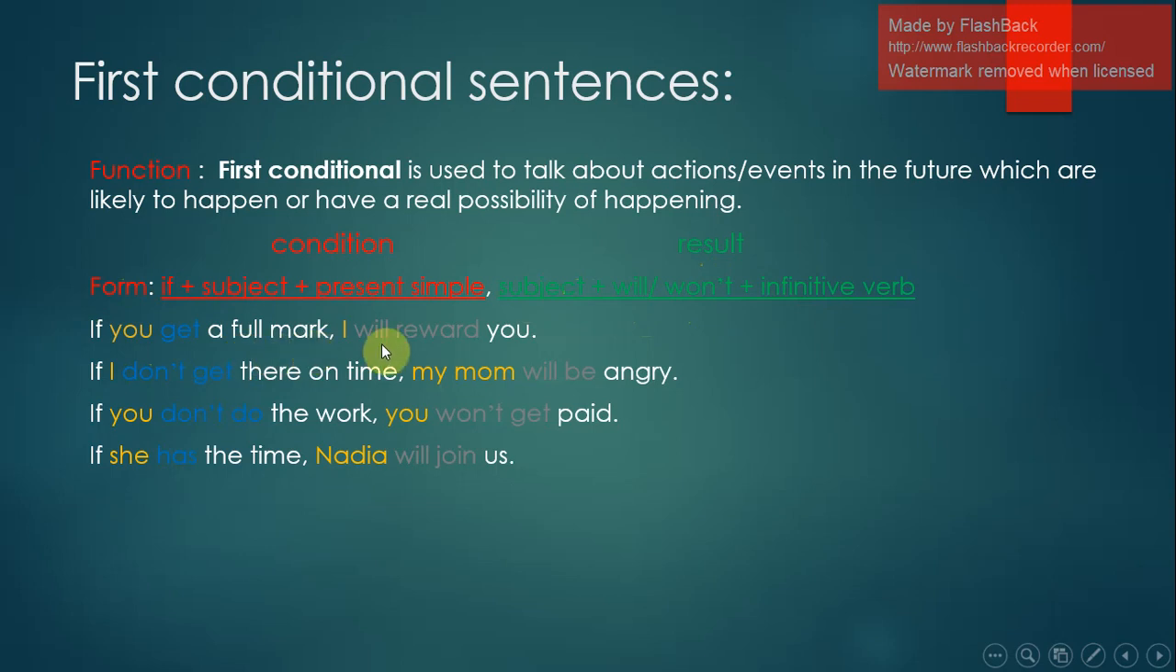If you get a full mark, I will reward you. If I don't get there on time, my mom will be angry. If you don't do the work, you won't get paid. If she has the time, Nadia will join us. So here we just add the present simple form of the verb with an s or without an s if it's affirmative, or with don't or doesn't if it's negative. And in the second part, the one in gray, we have will plus infinitive or won't plus infinitive.